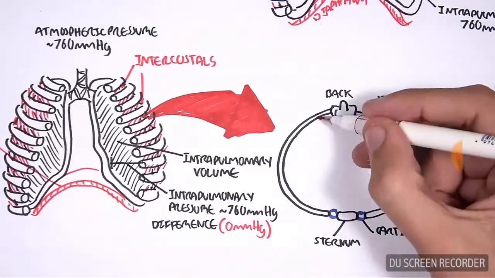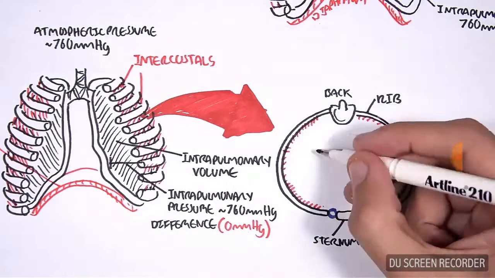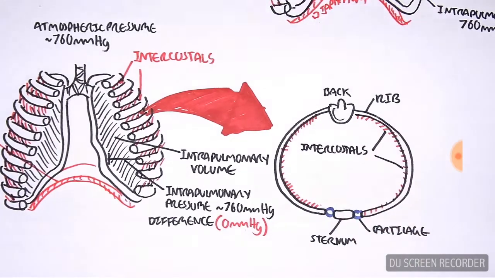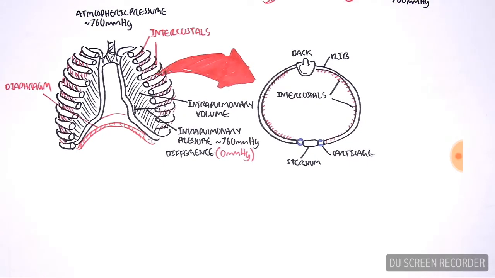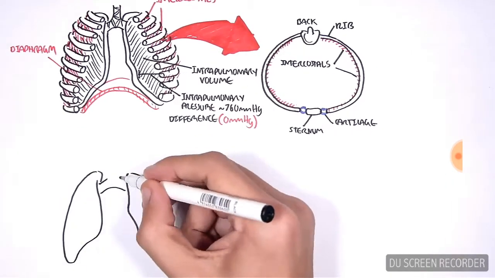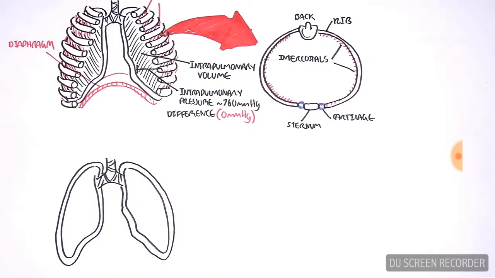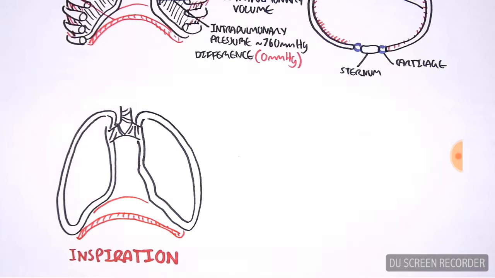And then in between the ribs, running in between the ribs, we have the intercostal muscles. And of course, in the center, which I have not drawn, we have the lungs. So let's look at inspiration, the mechanism of inspiration. So here again, we have the lungs and the pleura, and then we have the diaphragm below the lungs.